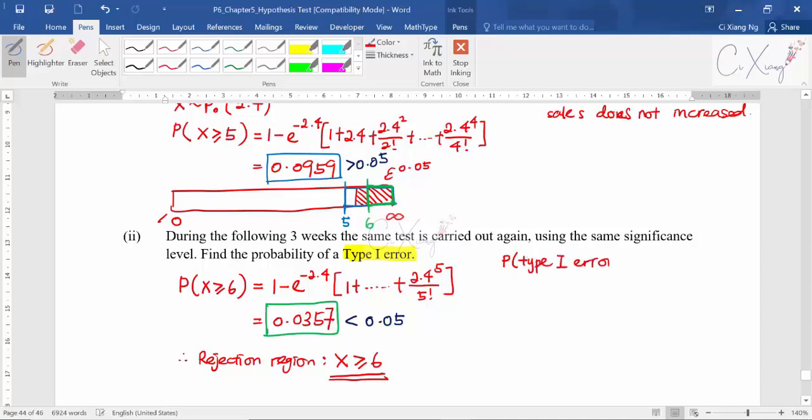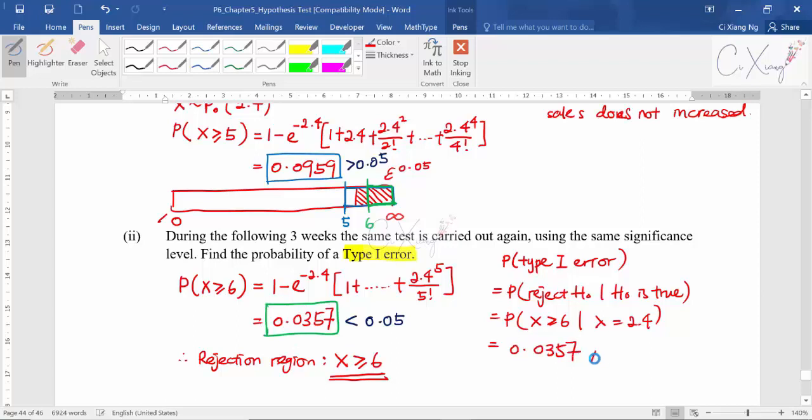To calculate the probability for type 1 error, it should be reject the null hypothesis when the null hypothesis is true. What is the rejection region here? X greater equals to 6, given that lambda is still equals to 2.4. Then according to what I mentioned just now, the type 1 error is actually this one, which is 0.0357. So this is what we have for our part 2.